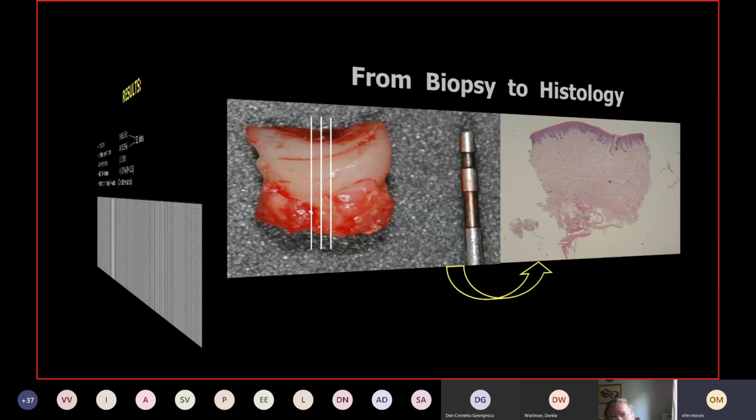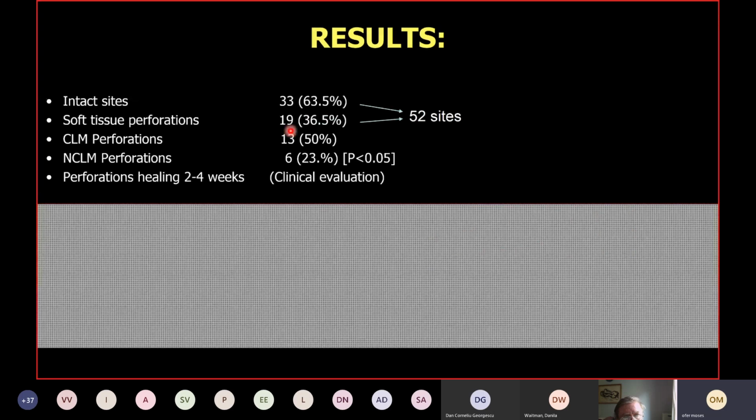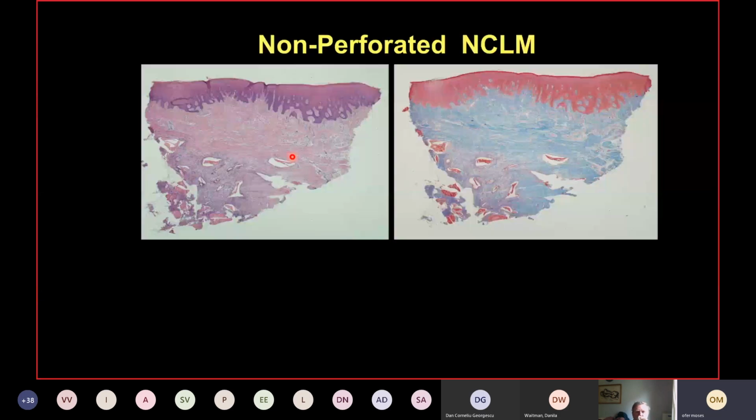This is a close-up of the biopsy after being removed by a punch, and this is the histology. And just to briefly describe this, as I said, 52 cases were used in the study. 33 were not exposed, 19 were exposed. Out of them, 13 were exposed in the case that we used a cross-linked membrane, and 6 were in a non-cross-linked membrane. And in the cases where we didn't find perforation, in part of the membranes that were cross-linked, we noticed some ossification.